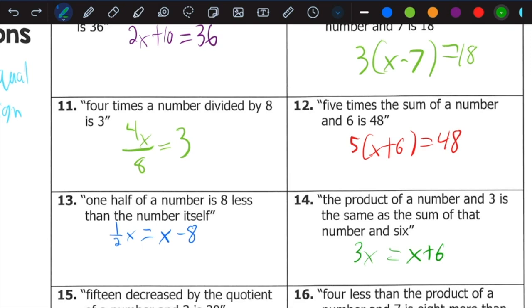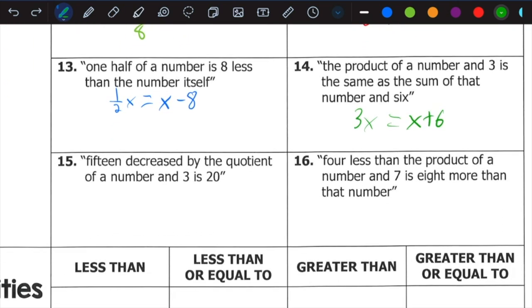And so I often just won't write the parentheses because they're extra, but if you put them there, it's not wrong. Number 15 here, 15 decreased by the quotient of a number and 3 is 20. So decreased by is not a turnaround phrase, so we just go in order. 15 minus the quotient, so division, a number, and 3. So x divided by 3 is, or equals, 20. So we're just going in the order we see it, unless we see a turnaround phrase.